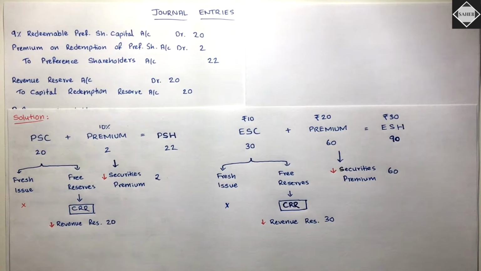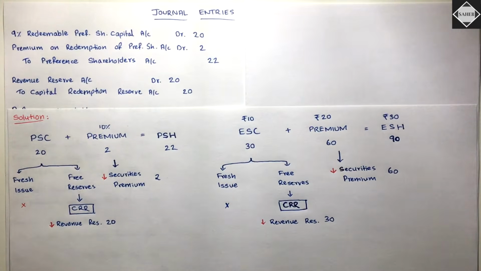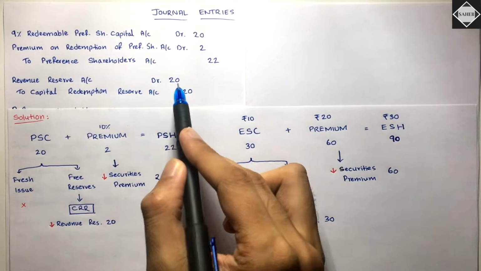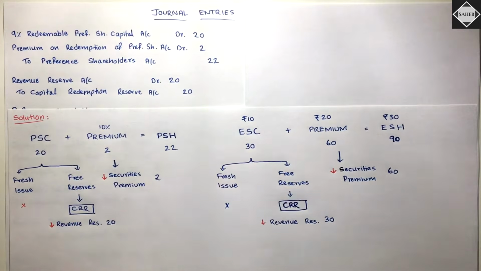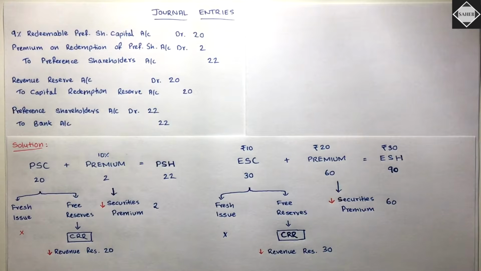How do you create any reserve? Just by crediting that. You know now what is happening over here. Revenue reserve is decreasing, so debit that, and CRR is increasing, credit that. Revenue reserve account debit 20 lakhs to capital redemption reserve 20 lakhs. Simple and straightforward. And then you will be making the payment to preference shareholders.